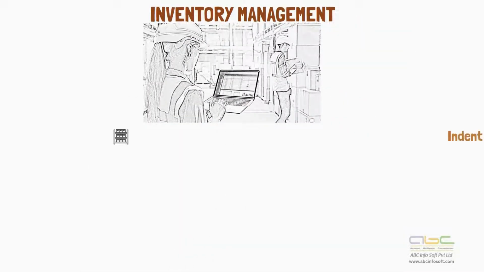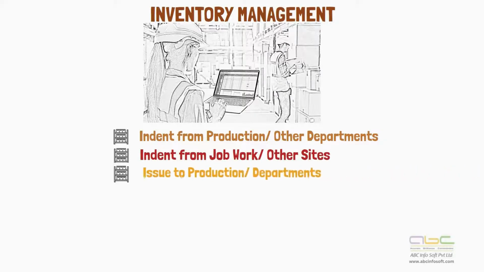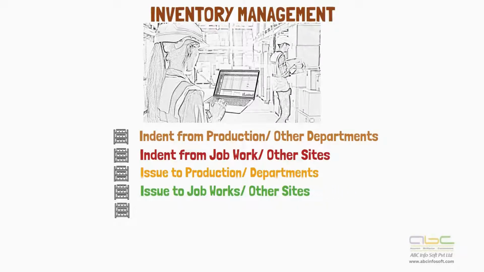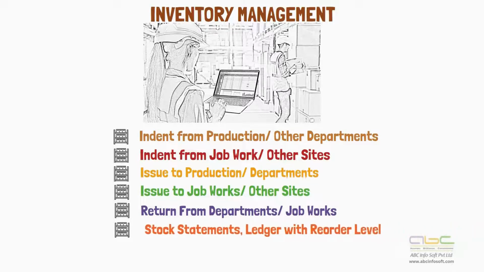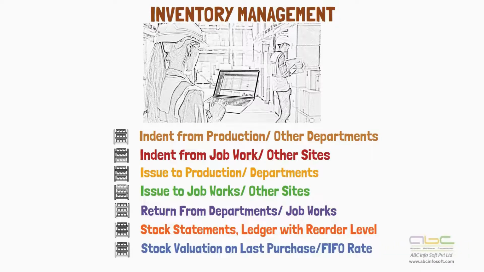Highlights. Indent from production, other departments. Indent from job work, other sites. Issue to production, departments. Issue to job works, other sites. Return from departments, job works. Stock statements, ledger with reorder level. Stock valuation on last purchase, FIFO rate.